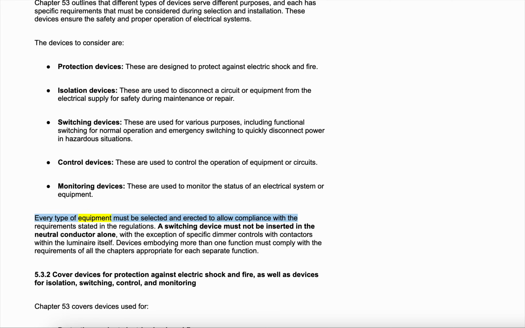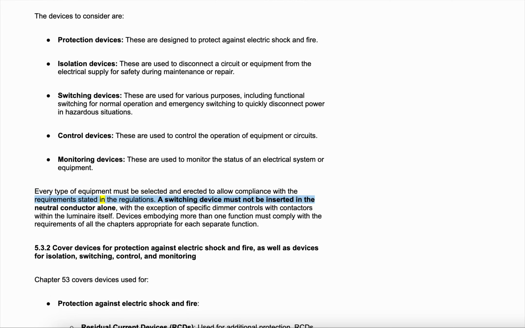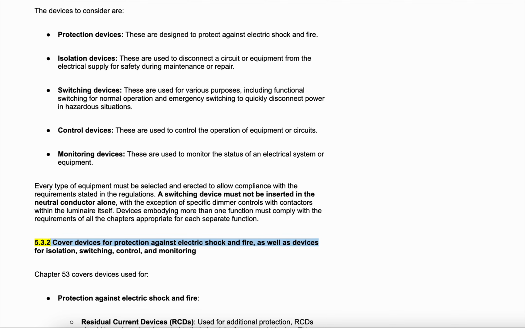Every type of equipment must be selected and erected to allow compliance with the requirements stated in the regulations. A switching device must not be inserted in the neutral conductor alone, with the exception of specific dimmer controls with contactors within the luminaire itself. Devices embodying more than one function must comply with the requirements of all the chapters appropriate for each separate function.